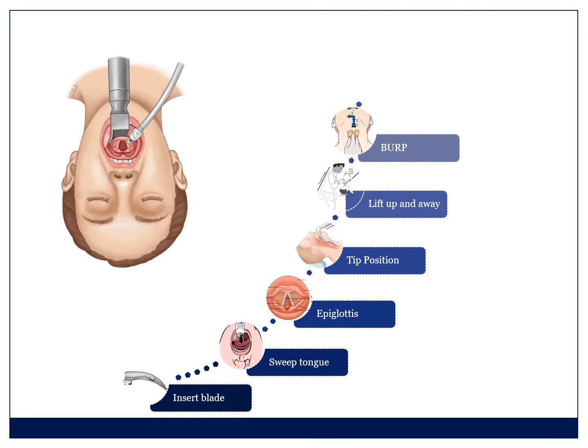Then you try and identify the arytenoid cartilages and the cords. You use a BURP maneuver if required, and you watch the tube go through the cords. Don't lose sight of the vocal cords. If the tube obscures your vision, you often slip underneath the arytenoid cartilages and go into the esophagus.